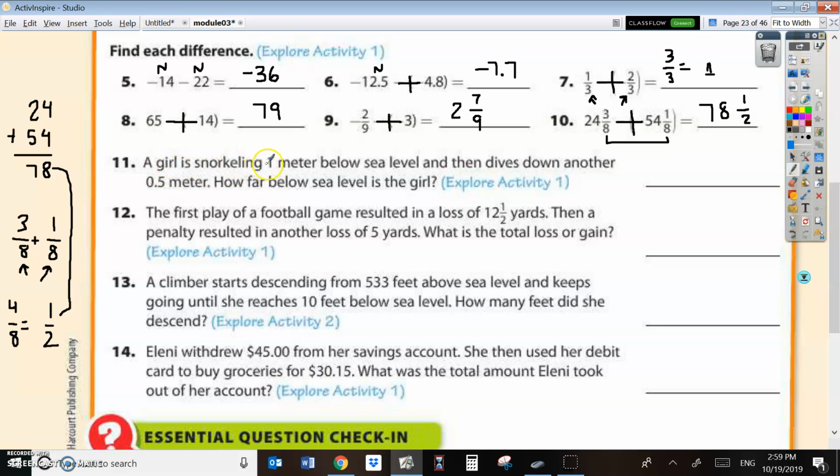A girl is snorkeling 1 meter below, that is negative, and then dives down, that is negative, another 0.5 meters. How far below sea level is the girl? So let's write this out. Negative 1 minus 0.5 equals, so she's starting negative, and she's going more negative. So that equals negative 1.5 meters.